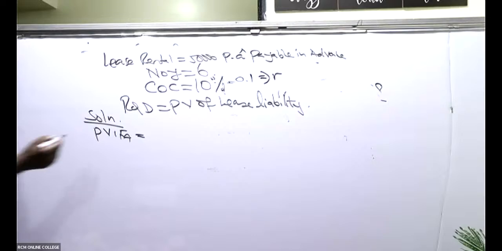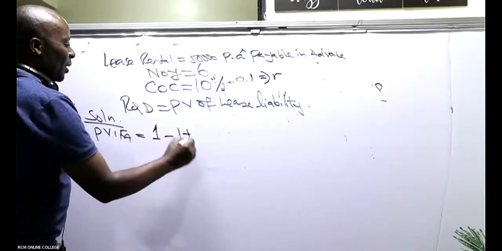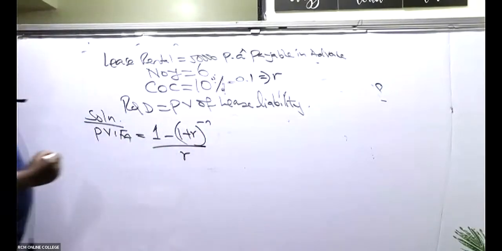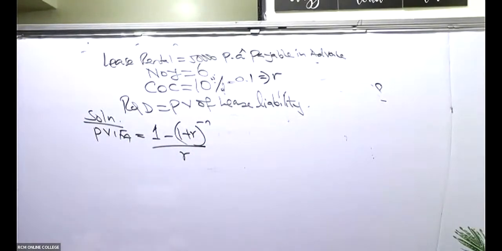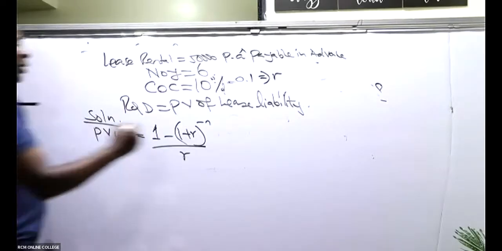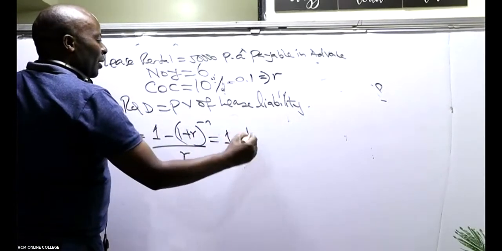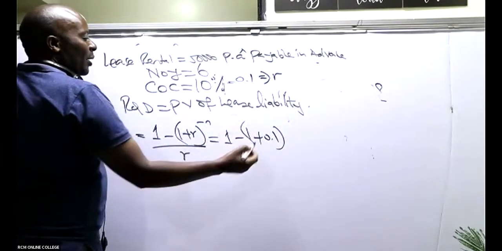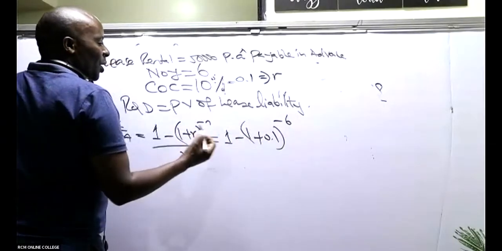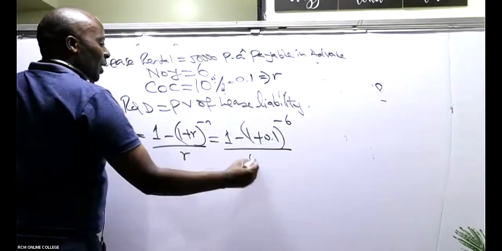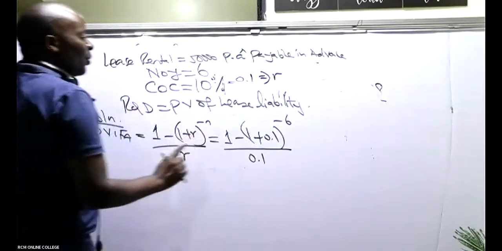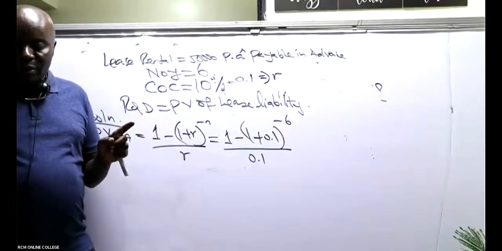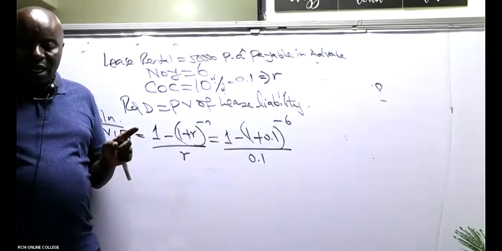So my PV-FA here will be 1 minus this simple formula, and then we divide everything by R. So remember that this one here will be 1 minus (1 plus 0.1), because R is 0.1, this time raised to minus 6. And then we divide everything by R, which is 0.1. Please, everybody, ensure that you are able to get this using our calculators.